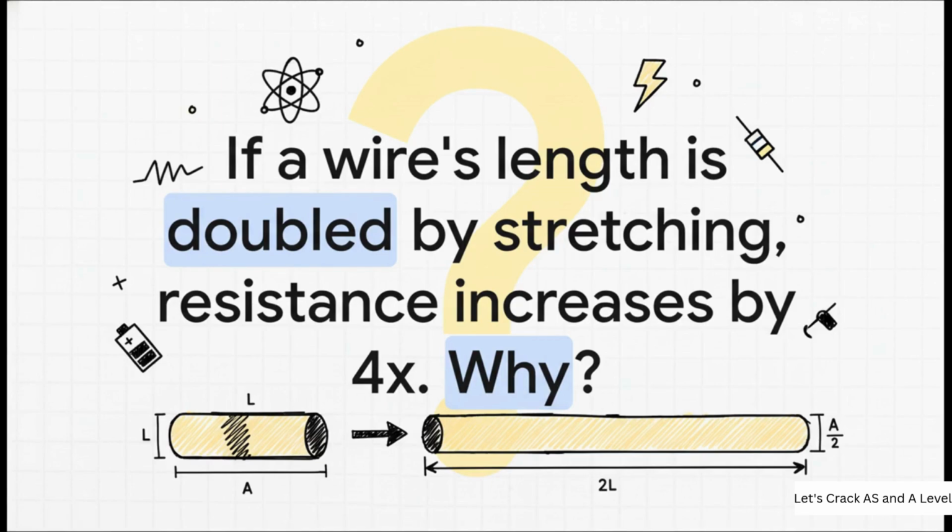When you stretch a wire, its volume stays constant. So if you make it twice as long, you're also making it half as thick. Looking back at our formula, R equals rho L over A, you've doubled the L on top, and you've halved the A on the bottom. The total effect? The resistance actually increases by a factor of 4.